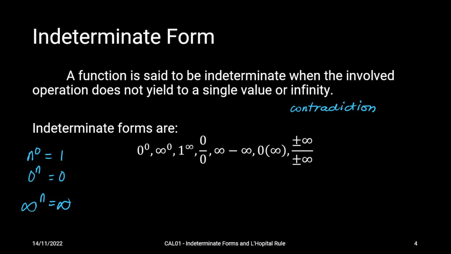0 divided by 0 is the same, following the same rule. Those are our indeterminate forms. Infinity divided by infinity, because we do not know the exact value of infinity.